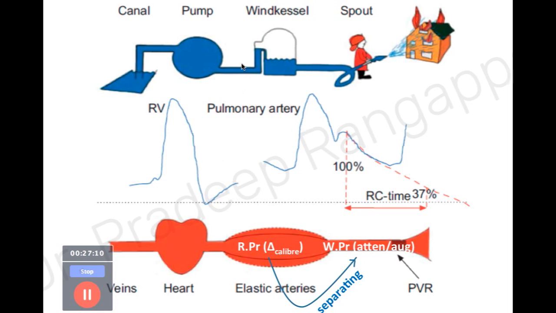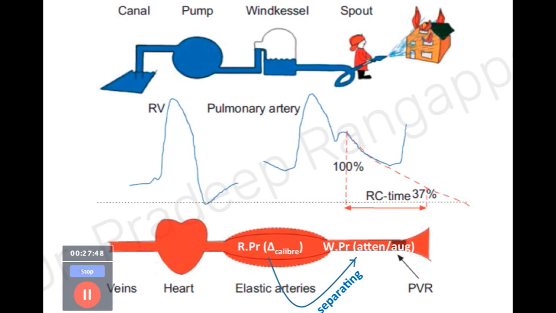The way this Windkessel is compared to the circulation is, if you take this as the heart, and you have this aorta which is coming, the blood in the aorta is taken as reservoir pressure, and the peripheral vessels are taken as wave pressure. These two are separated, which correlates to the systolic component and the diastolic component: reservoir pressure, which is influenced by the change in the caliber, and the wave pressure, which is influenced by the attenuation and augmentation of the peripheral arteries.